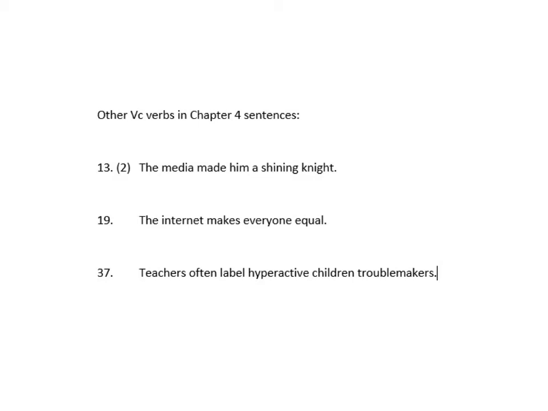Number 13, and this is something that our textbook does. I have no idea why it does it. Some of the sentences are actually two sentences together. So the first part of sentence number 13 has to do with John F. Kennedy, but then there's a separate sentence that says, the media made him a shining knight. And then what I would do first, as I mentioned before, is identify the verb, and then see what comes after the verb.